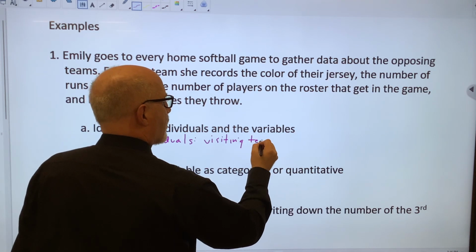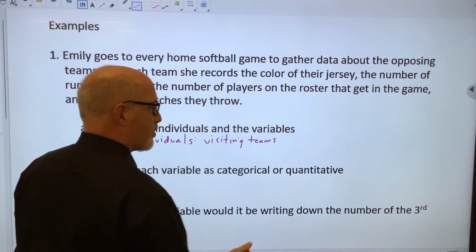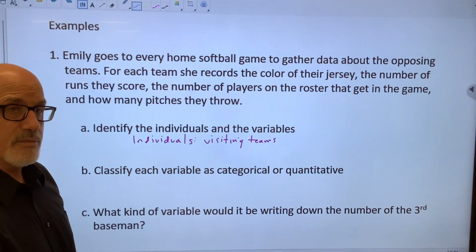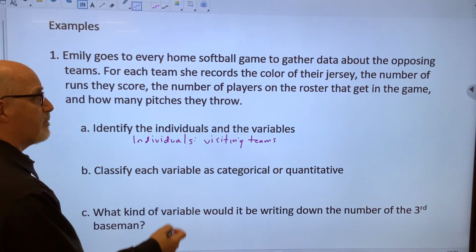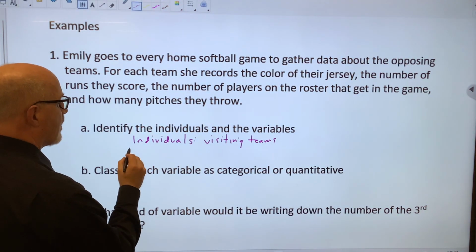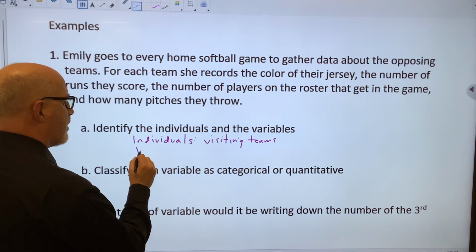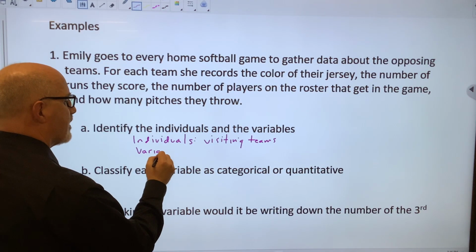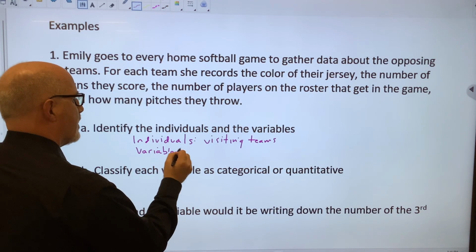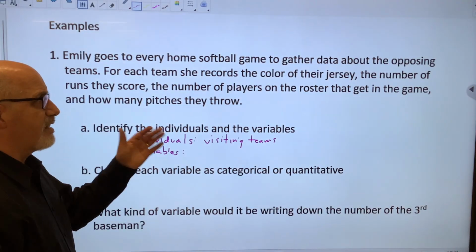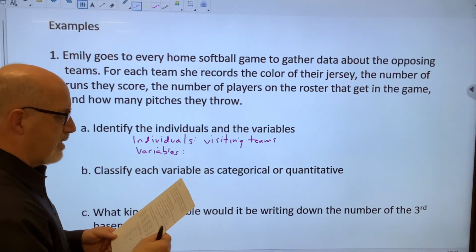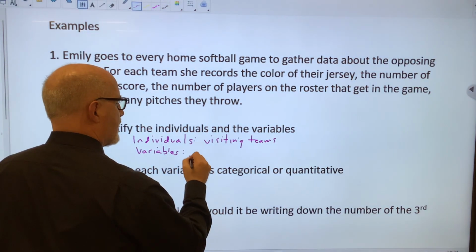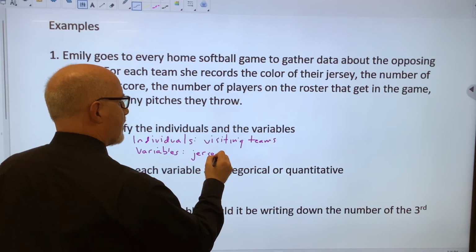So we might categorize those if we're a school, maybe the visiting school teams that we have coming. If we're a club team, visiting club teams. Okay, that's what the individuals are. The variables, on the other hand, for this one, notice that we've got a lot of things we're gathering information about. So the first variable is jersey color.